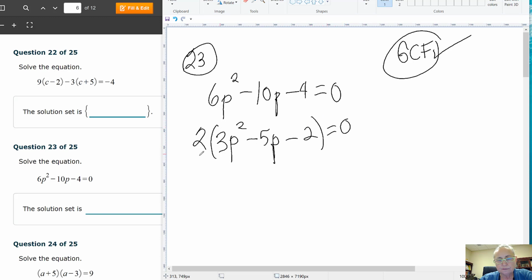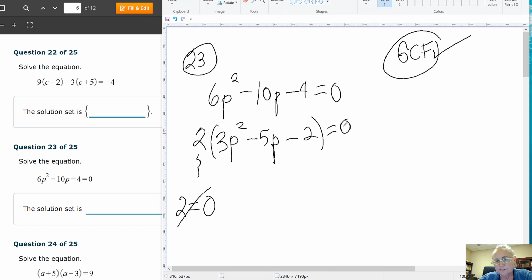Now, this 2, I'm going to eventually set equal to 0, which makes no sense. So since this is a number and not a variable, I can disregard it. Both of my answers are going to come from this 3p squared minus 5p minus 2. Look, the square tells us two answers. They're still in here. You can disregard a constant like this.